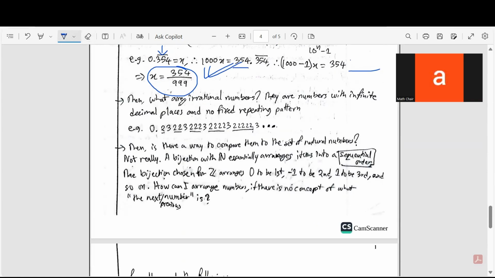So finally, the question is, what are irrational numbers? An irrational number would then have to be a number that has an infinite number of decimal places and no fixed repeating pattern. So what could be an example? Well, let's say I had a 2 followed by a 3. Then I took 2 2s and then a 3. Then I took 3 2s and a 3. Then I took 4 2s and a 3. Then I took 5 2s and a 3. And if I keep going on like this, you see the pattern does not repeat.